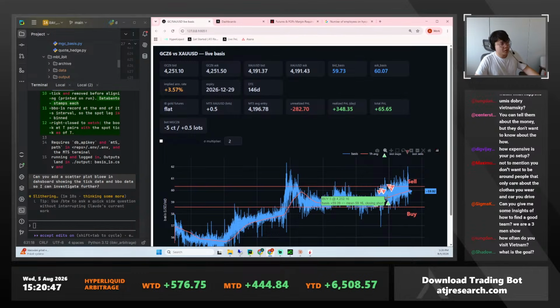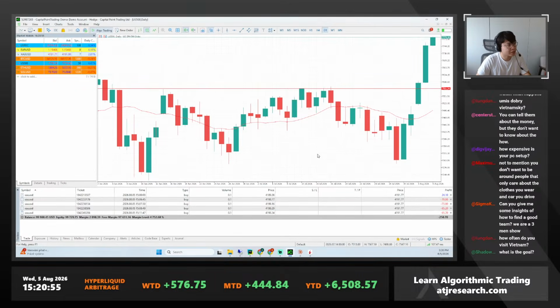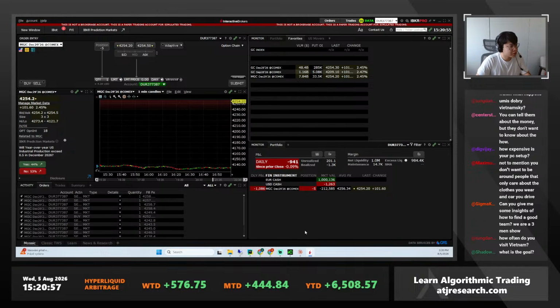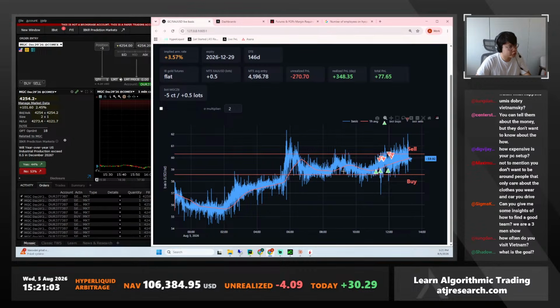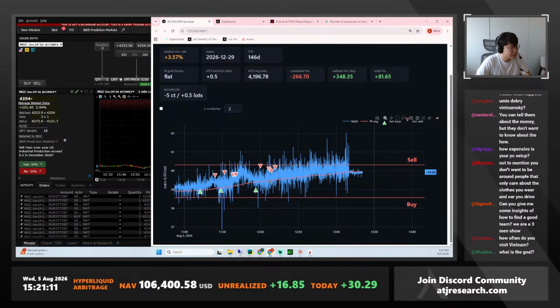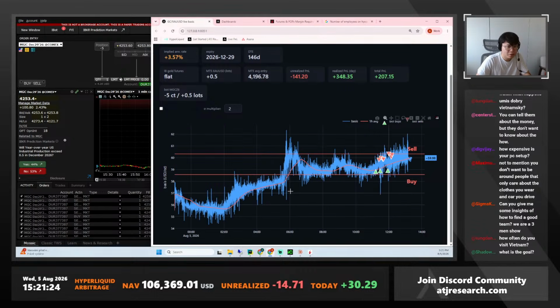What is the goal? The goal is to build an arbitrage bot between gold futures, traded on a broker, and MT5. On this chart you see the price difference between the futures and the gold price. When the basis, or difference, is high, we sell futures and buy gold on MT5. Then we try to exit at the mean. I hope this will make a profit. So the goal is to make a profit.